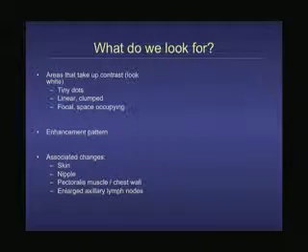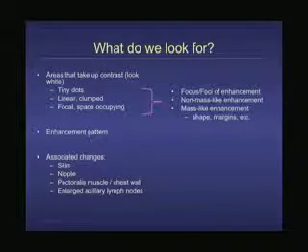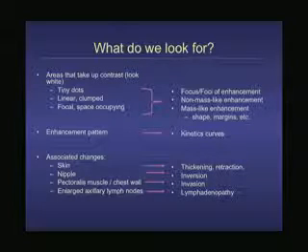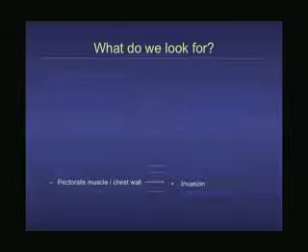So again, what do we look for? We look for these areas that take up the contrast, so they're going to be white. They can be tiny dots, they can be linear or clumped. We look for the enhancement pattern. How does it take up that contrast? How does the contrast wash out of the lesion? And we look for associated changes. Now, the one I want to point out because it's important is it's the only modality we've talked about that can actually assess whether or not it's invaded into the muscle or the chest wall, because it has this big field of view.